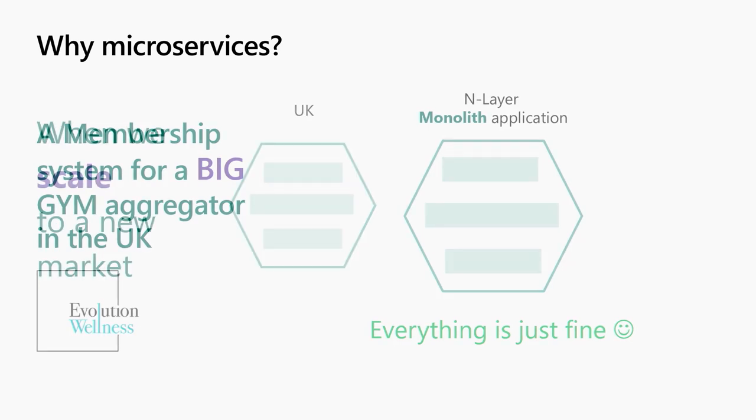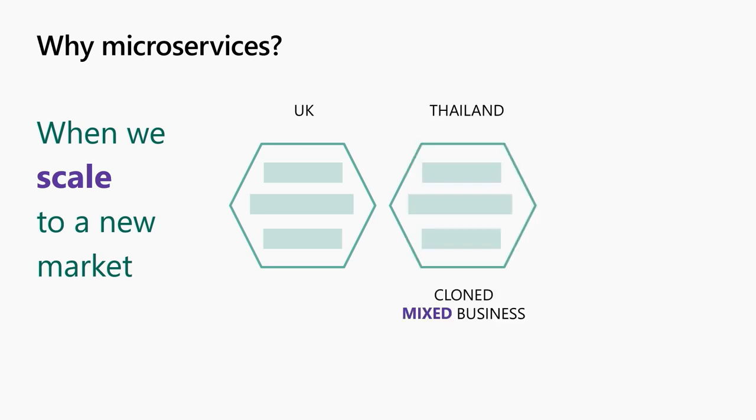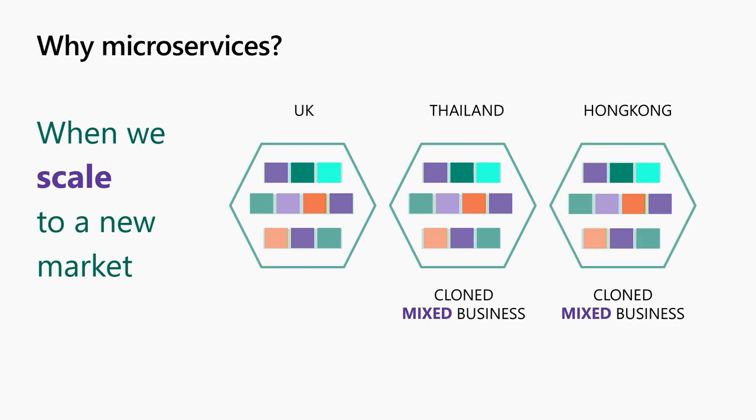Then they tried to grow their business to other markets. They expanded into Asia, for example Thailand and Hong Kong, and they required us to expand the software into these markets. The way we did it was to refactor the old code base from the UK into Thailand and Hong Kong, just putting if-else into the code for each market.